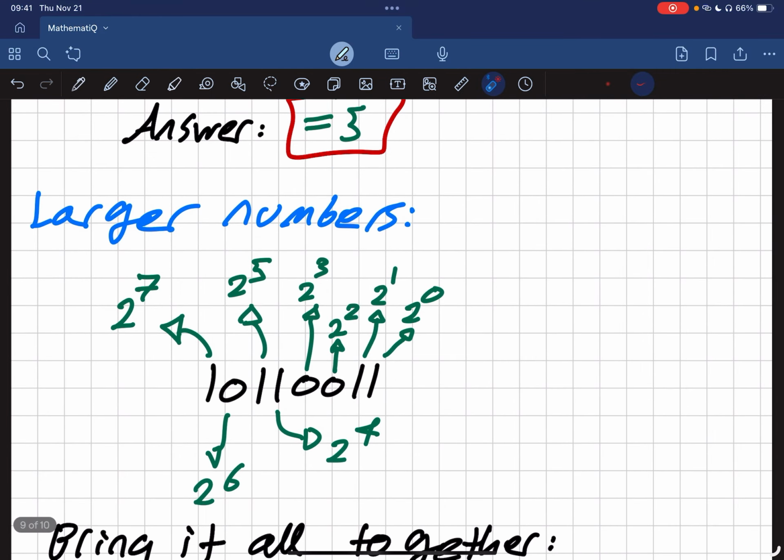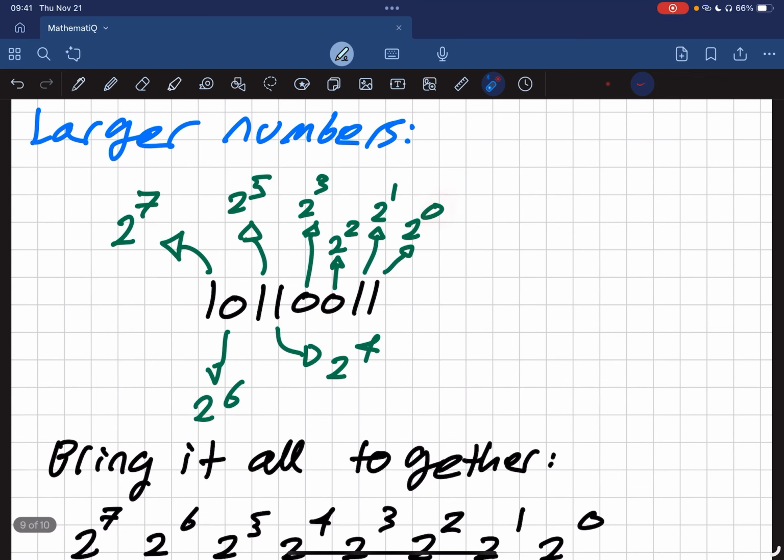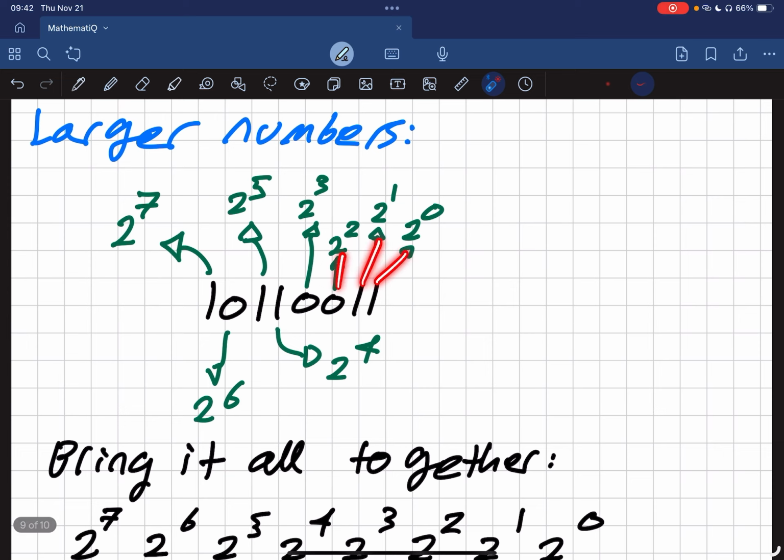So now we're going to do a larger number. It might look more confusing, but it is not. It is the exact same process. You just keep moving up in powers. So you go 0, 1, 2, 3, 4, 5, 6, 7. Okay, so you can see I just pointed every single one in the direction of where the weight is, just so it's clear. I hope this doesn't look confusing.